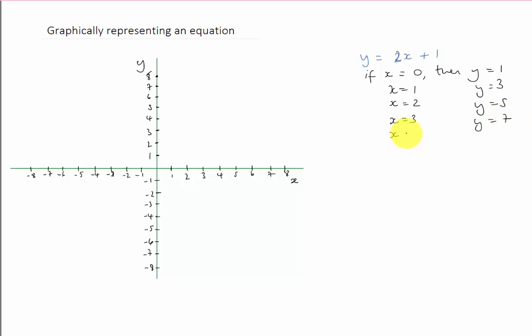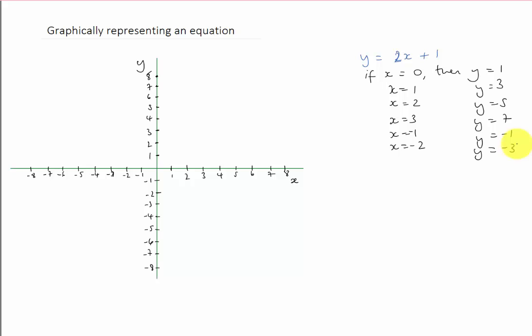If x is equal to minus 1, then y is equal to 2 times minus 1, minus 2, plus 1. So minus 2 plus 1 is minus 1. If x is equal to minus 2, then y is equal to 2 times minus 2, which is minus 4, plus 1, so that's minus 3.